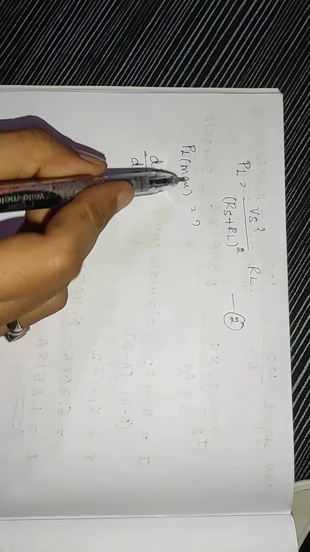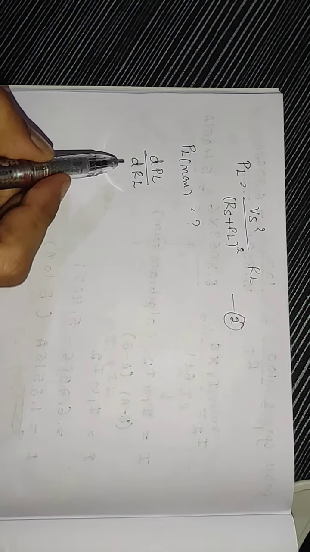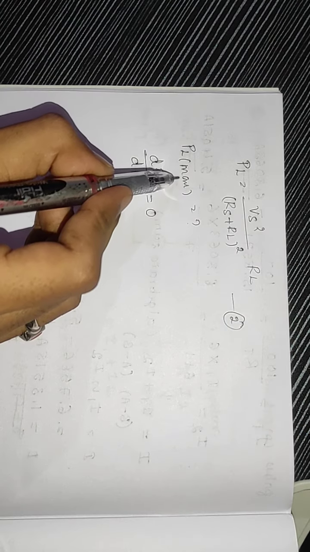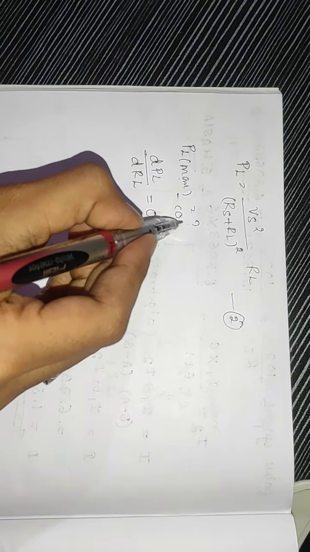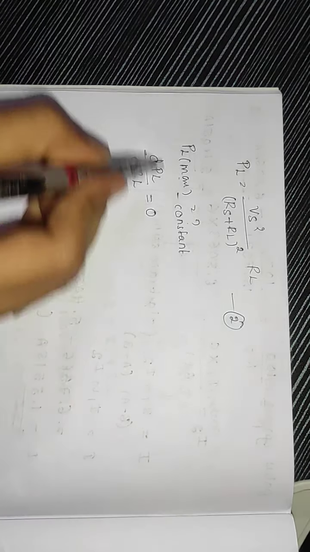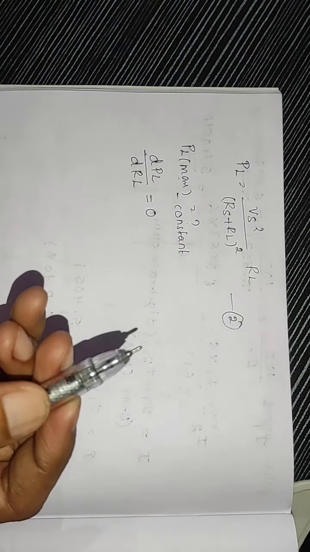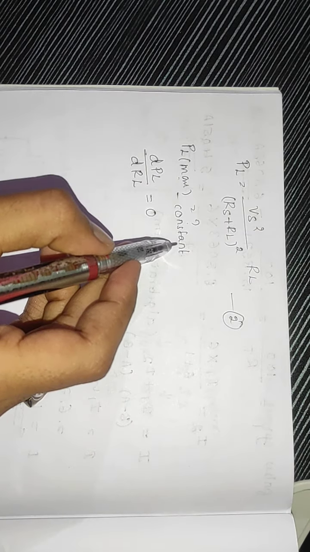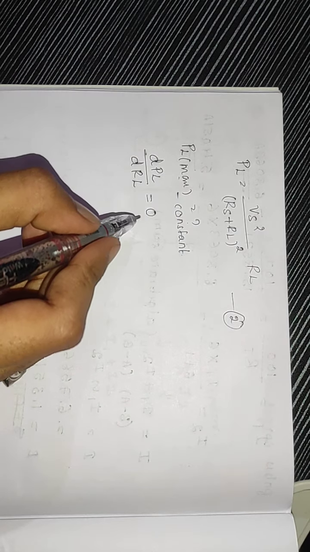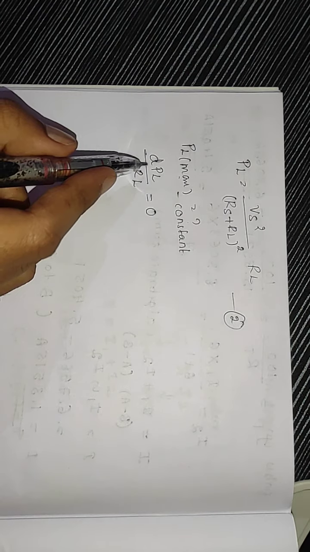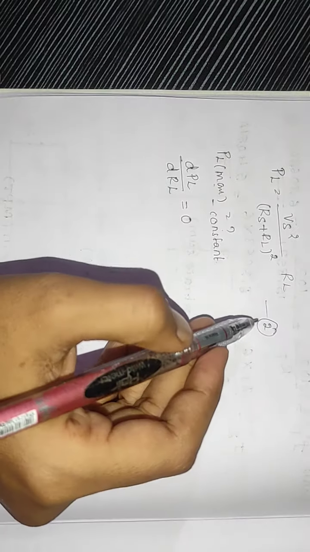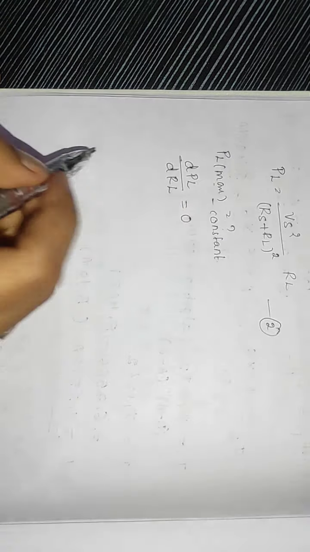Here we are differentiating the maximum value. With respect to anything, what do you get? You get 0, right? Maximum means that it is constant. So a maximum value means a constant value, and differentiating a constant value with respect to anything, you will get the 0 value. So differentiating equation 2, here the denominator square, right?